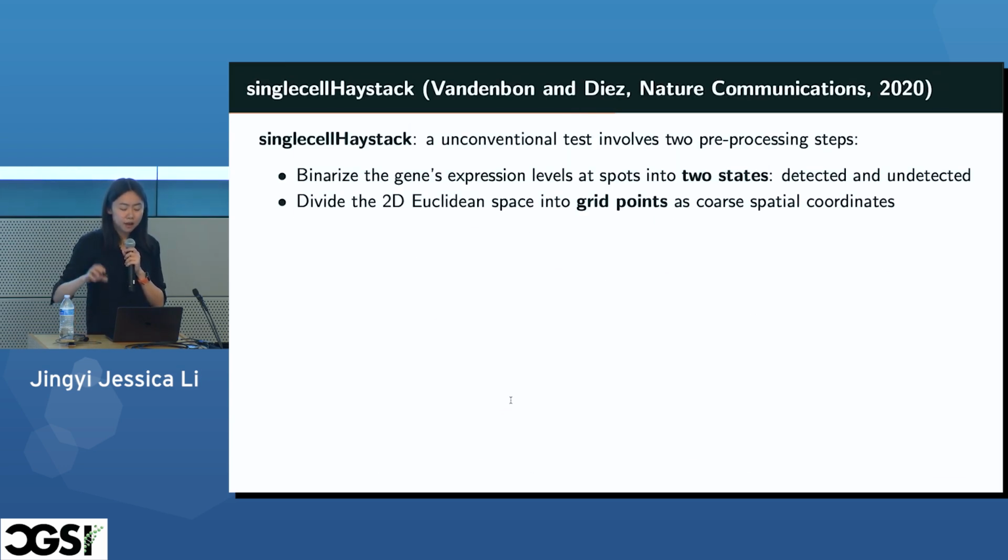Another method from the unconventional test statistic category is called single-cell haystack. This is quite interesting because you can see that this method applies some pre-processing that reduces the resolution of the data. For the gene expression, it performs binarization. That is, for a particular gene, it will divide its expression levels into just two states, detected and undetected. And for the spatial resolution, it will use some predefined grid points to aggregate the spots into coarse spatial coordinates. Then they work with the binarized gene expression and the grid points.